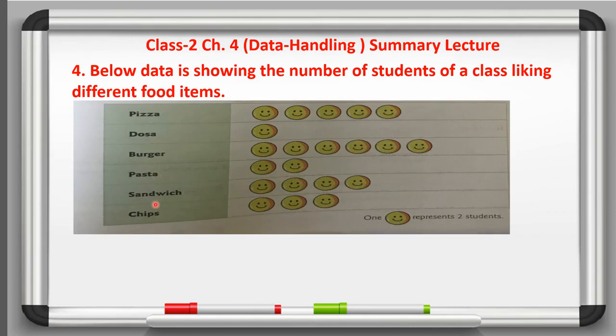Now we will talk about sandwich. 1, 2, 3, 4. 4 smileys are given. So 4 multiplied by 2 means 8 students like sandwich. Okay. Now we will talk about chips.